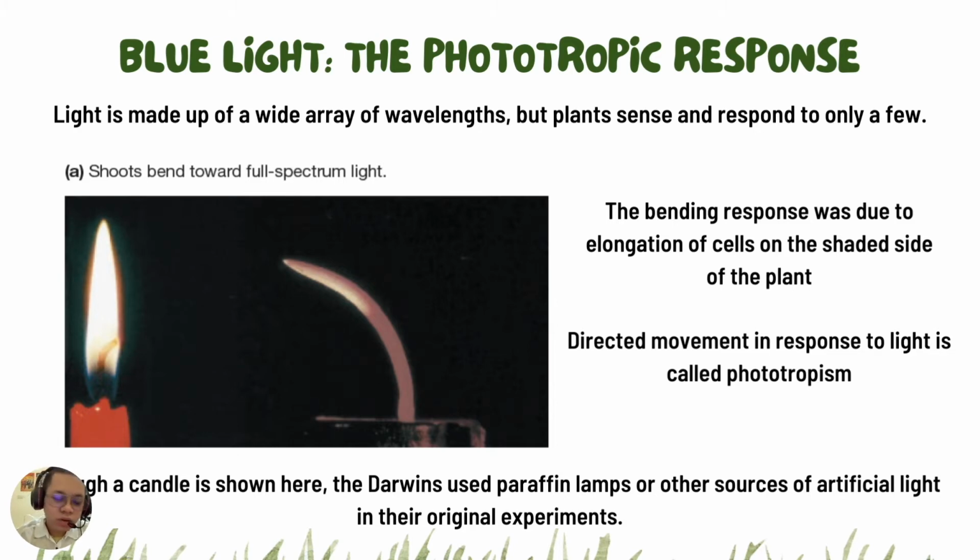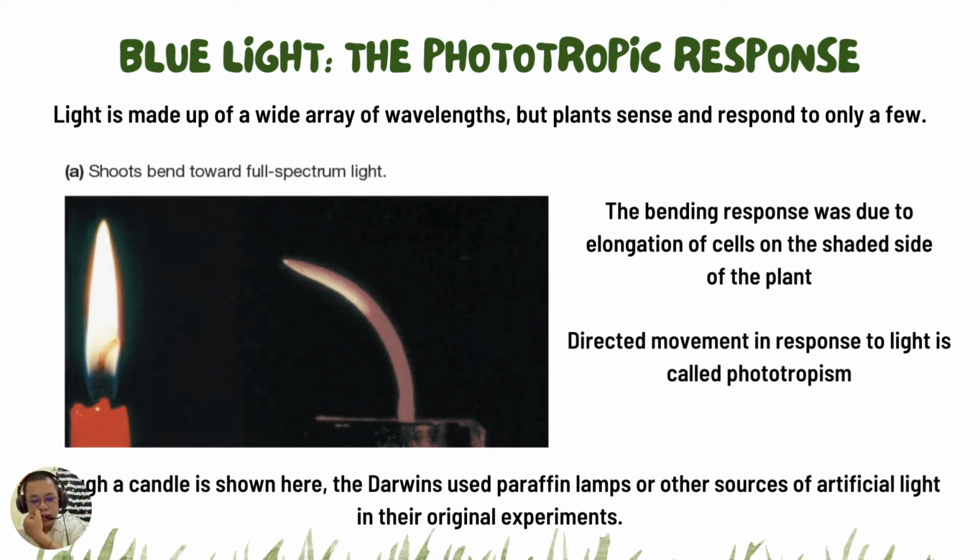So now I have a photo here. There's a candle or a light. There's a fire there that represents the light. There is a shoot there that bends. This shoot is bending toward the full spectrum of light. We still do not know what makes this plant respond to light, but we will later know what light is responsible for the bending. So the bending response was due to the elongation of cells on the shaded side of the plant. Directed movement in response to light is called phototropism.